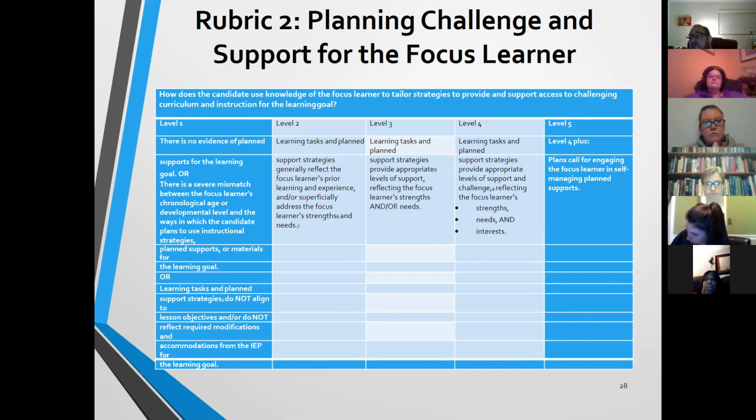In other words, level 1, you're just not getting it, okay? It's a complete mismatch. Either the way you're teaching it, your interpretation of the learning goal, the way you apply the supports, the accommodations, there's a fundamental problem with what you're doing.